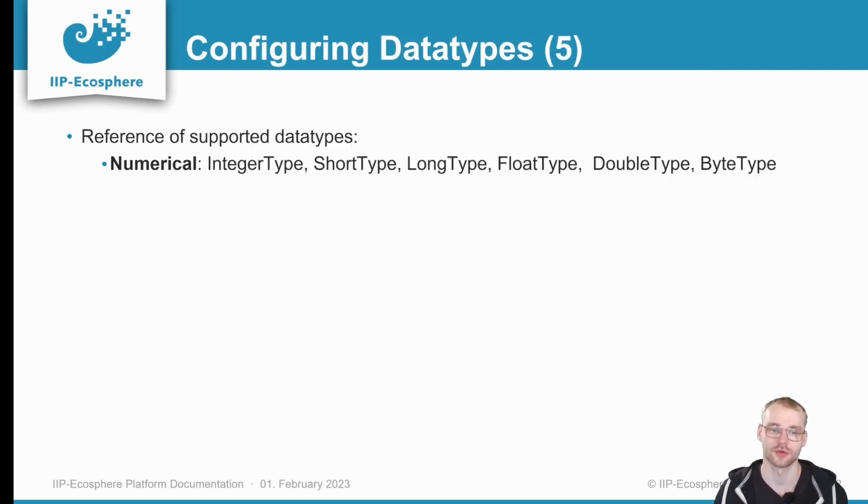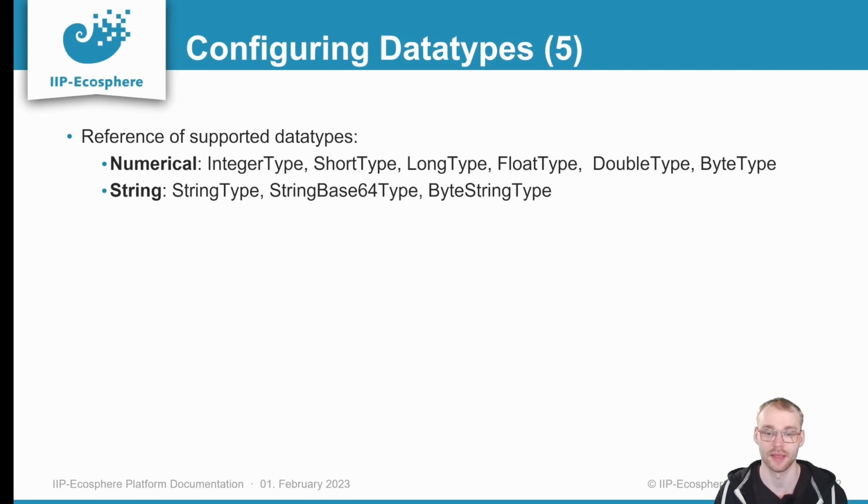What data types are supported? There are multiple numerical data types supported, like integer, short, long, float, double, and byte. There are also string types supported: string type normal, string type base 64, and a byte string type. The last two are more meant for transporting data in this configuration, so as a base 64 encoded string, for example.